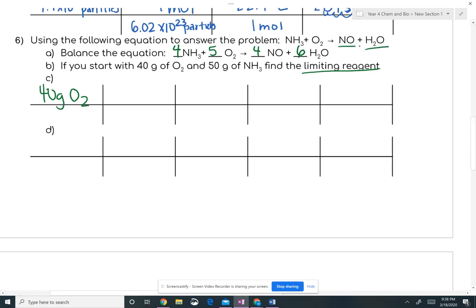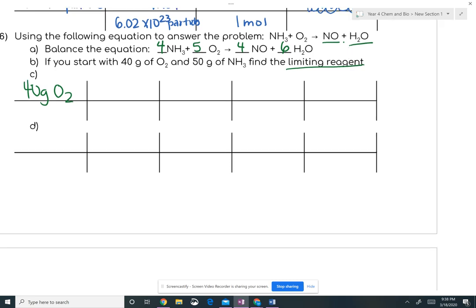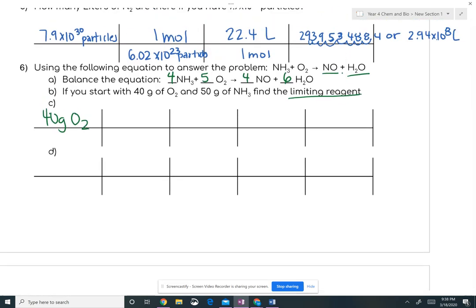I can pick NO or I can pick H2O, but whatever I pick, that's going to be the thing that I have to have in my answer. So whether I want grams of H2O, I need grams of H2O for both of them. When it just says find the limiting reagent, it's going to be up to you to pick which one you want to do. Okay, so I'm going to do water for both of them because I know that one straight off the bat, and then we'll go from there.